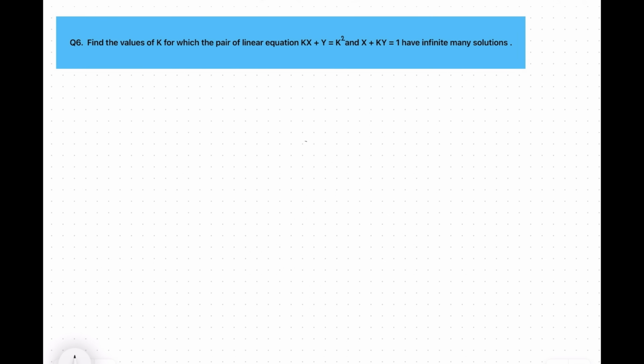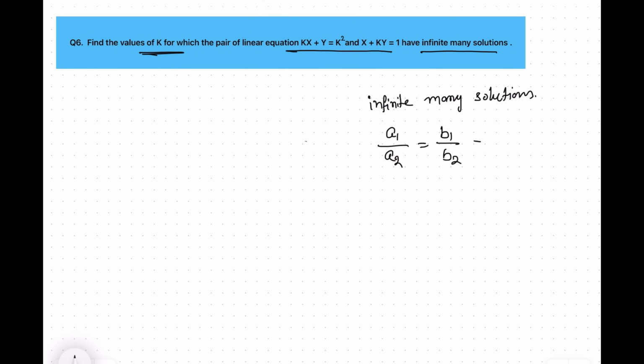This is a sixth question which I added extra here. You can see we have to find the value of k, and this is a linear equation. The condition is given for infinite solutions. If you remember, for infinitely many solutions, what is the condition given for us? A1 by A2 is equal to B1 by B2 equal to C1 by C2, correct?